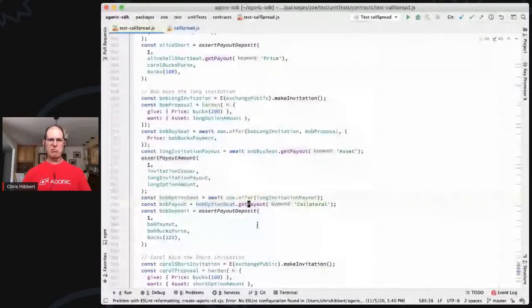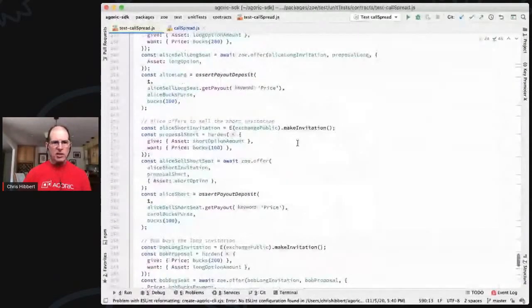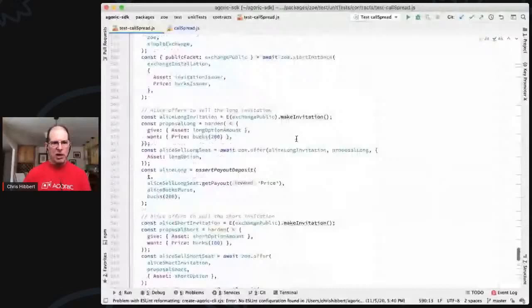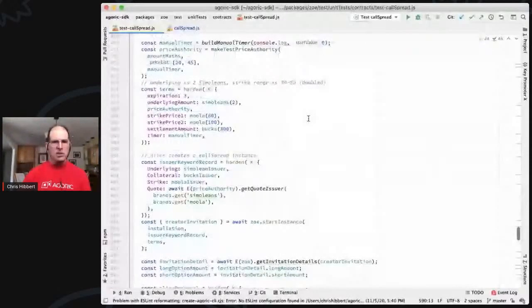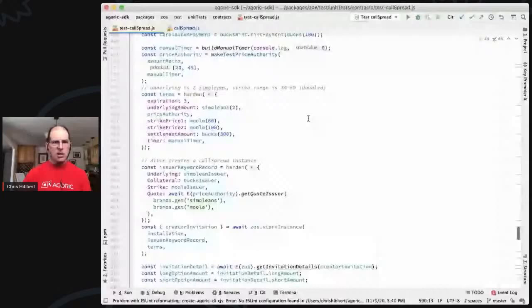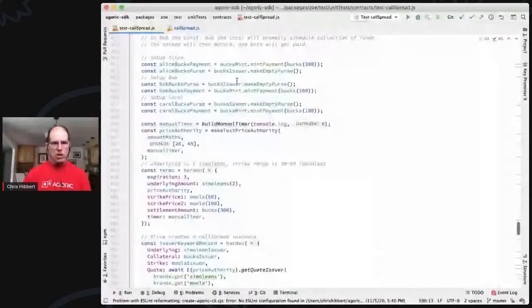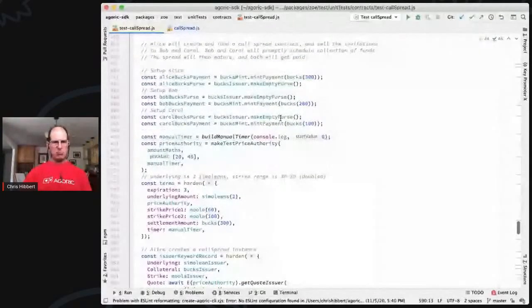He can ask for the payout, and then we have a helper function that lets the test assert that there's a particular deposit. And so in this case, Bob got 225 because the price, I have to go back all the way to the top to see what the terms were. Actually, what I want is the, I must have set up a price or price authority here.